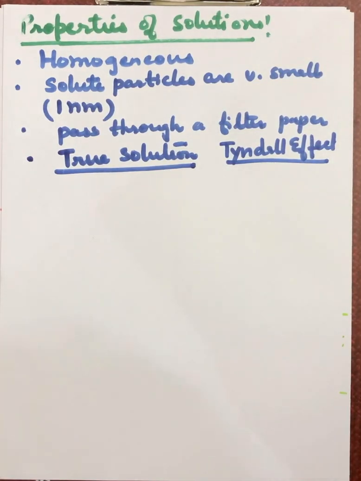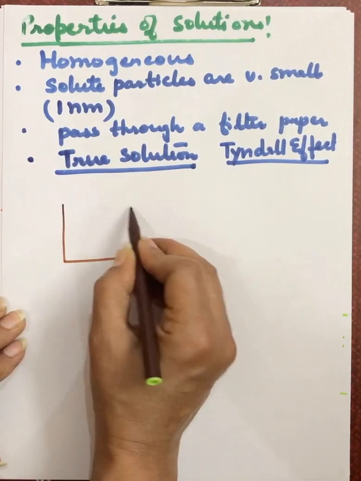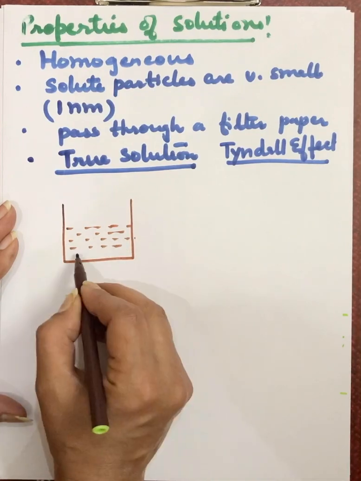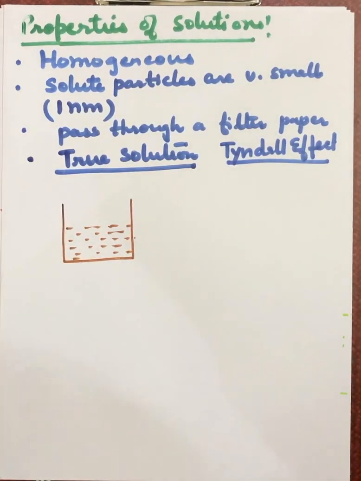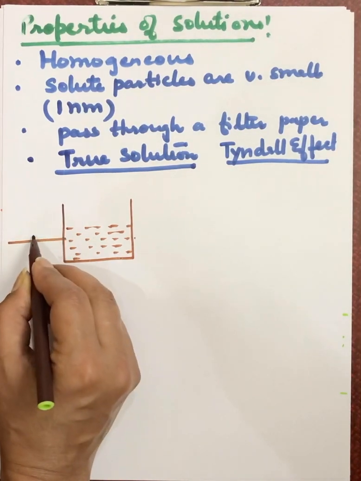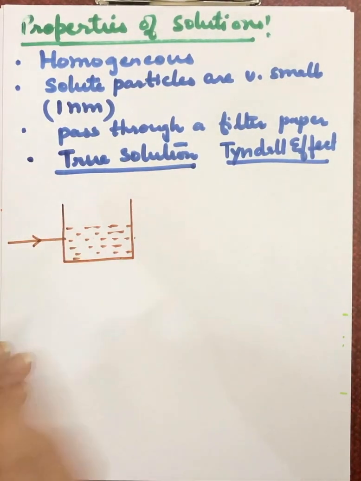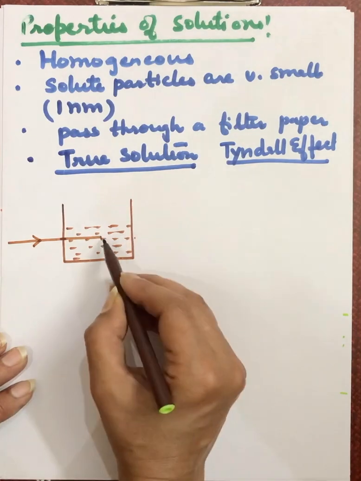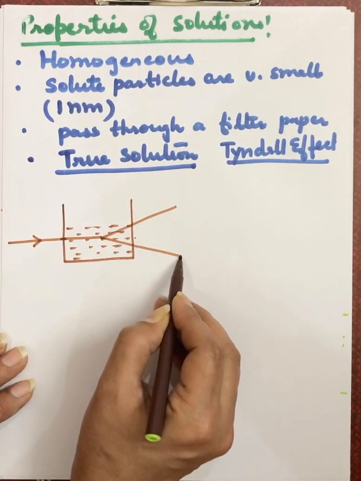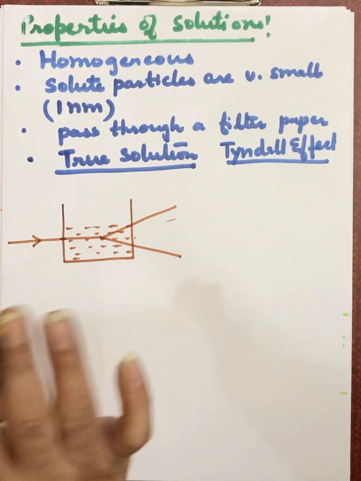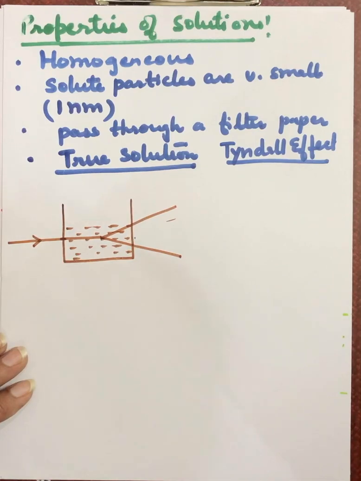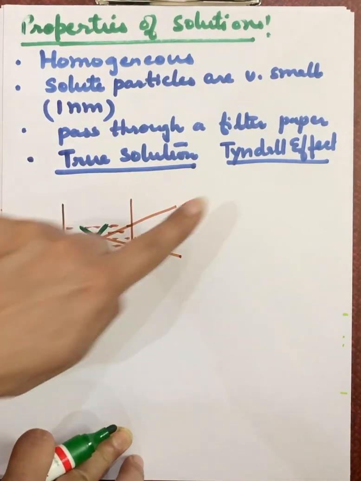Tyndall effect means when we take a true solution like salt dissolved in water or copper sulfate dissolved in water, and from this side we throw light on this solution, which has to be kept in a dark room, through a torch. If the light scatters like this, like a cone, and it is of blue color, then that is known as Tyndall effect. But this solution is a true solution, so this scattering of light is not taking place here.